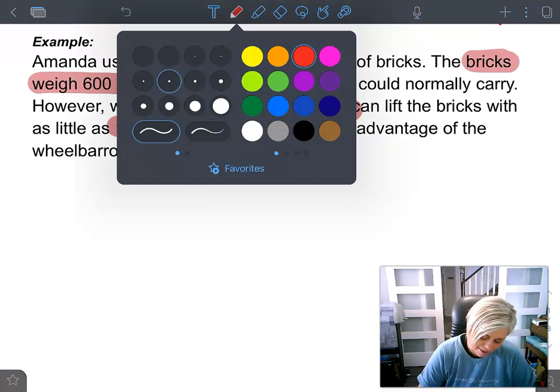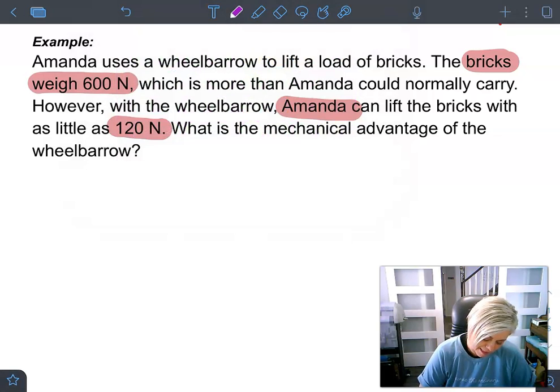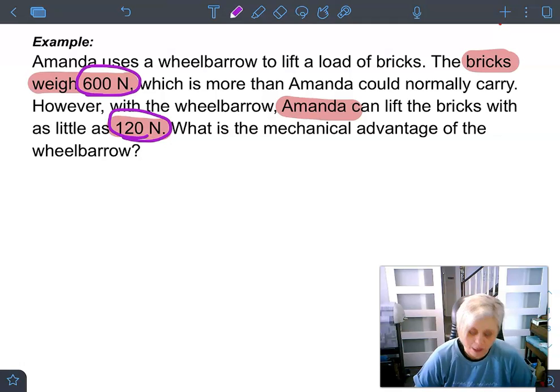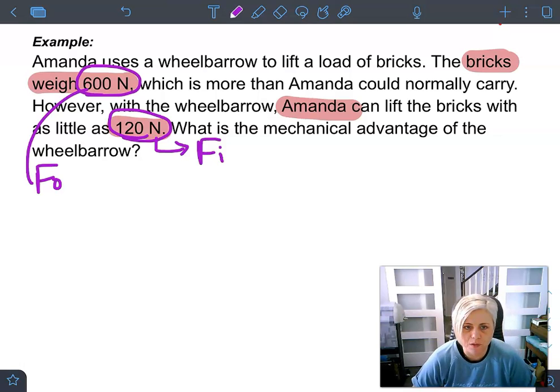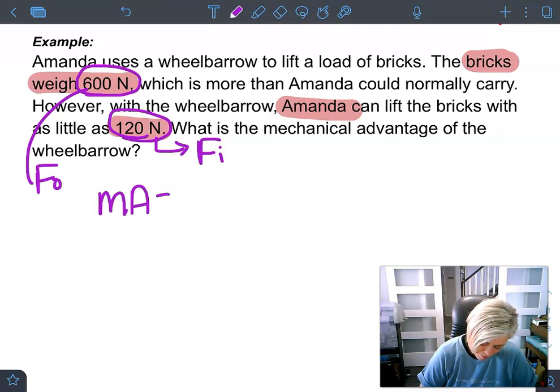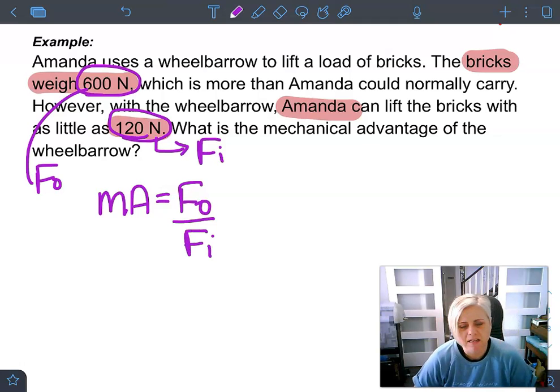So we want to go ahead and identify which variable belongs to input and which one is output. So this is the one that Amanda is applying. That's the input force. And this is the one that is the output force. That's what the load weighs. So once we've done that initial identifying, we can go ahead and start with our formula. Okay, FO over FI.